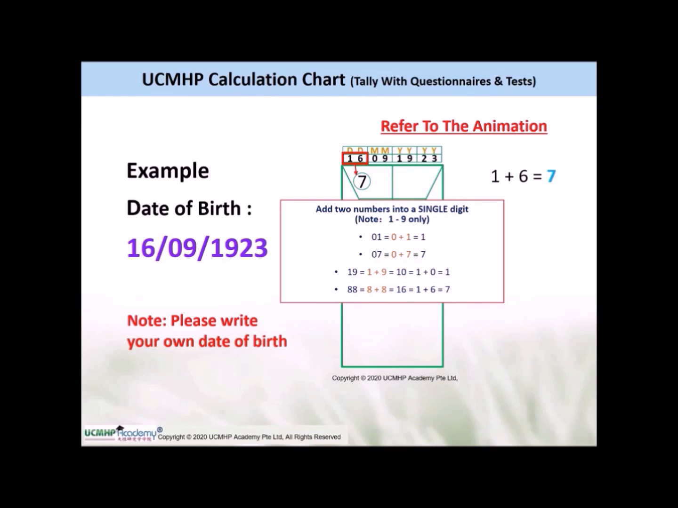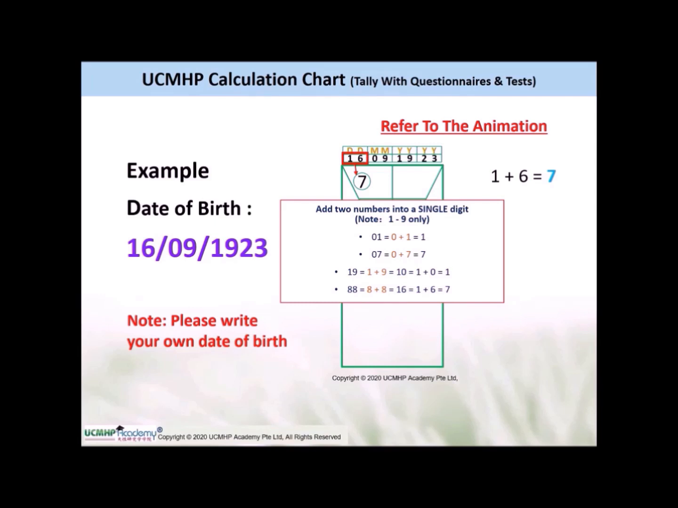In case your number is 19, so 1 plus 9 equals 10. Anything above 10, you have to add one more time until it's one single digit. So in this case, it's 10, so 1 plus 0 equals 1. If your number happens to be 88, so 8 plus 8 equals 16, and 1 plus 6 equals 7.